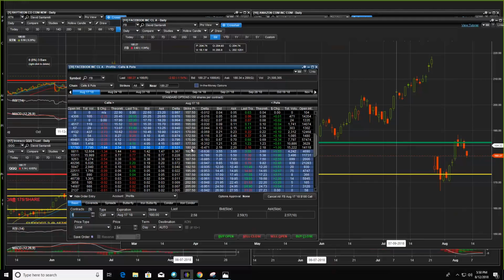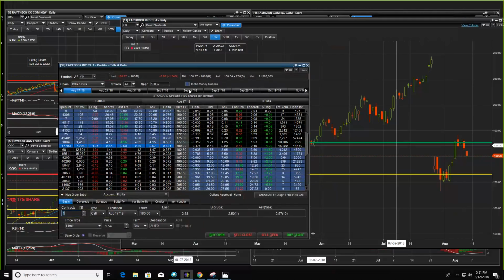So as you see here, the 180 strike call for Facebook is at 254. If Facebook goes up $1 tomorrow, this premium here, the 180 strike, is going to increase by 53 cents. So it would be at 307 a share, or 307 a contract, if you got this now and Facebook went up $1 on Monday. So the delta is a nice little way to kind of guess where your option or your premium is going to be on any type of move.